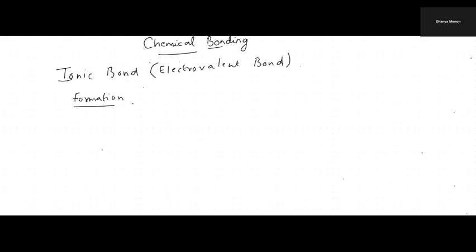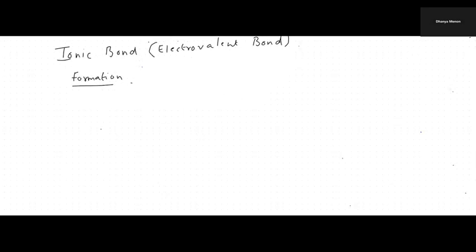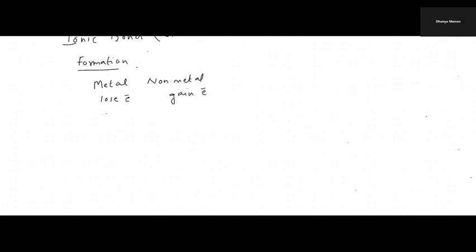Here, it is formed between a metal and a non-metal. There should be a metal, there should be a non-metal. Okay, you must have learned some part of it in your lower grades. Here, the metal will lose electron, non-metal will gain electron. We have learned in our previous lesson, metallic elements have a tendency to lose electron, non-metallic elements have a tendency to gain electrons.